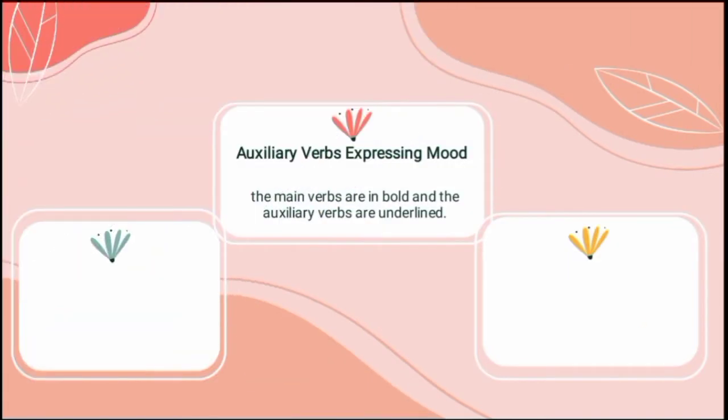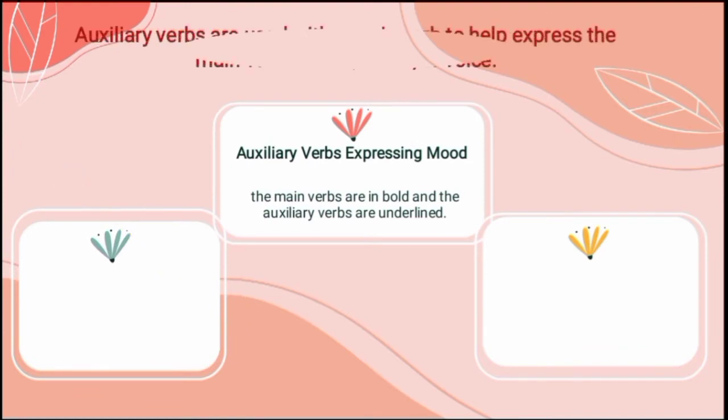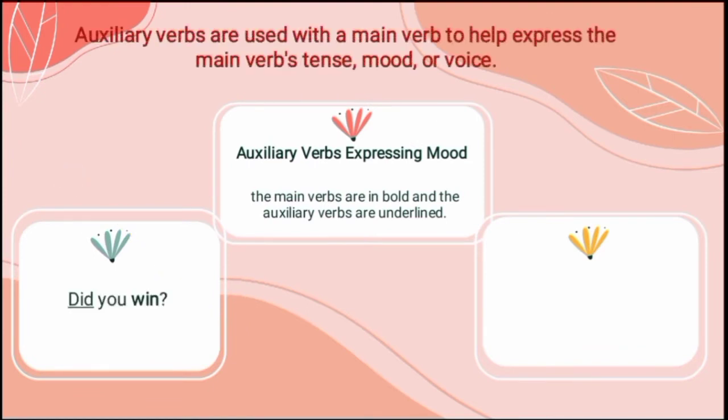Examples of auxiliary verbs expressing mood. Here are some examples of auxiliary verbs being used to express mood. The first, did you win? The auxiliary verb to do is used to form the interrogative mood, to ask a question. And the second is, don't forget your wallet. Here, the auxiliary verb to do, in its negative form, is used to form the imperative mood, to give an order.